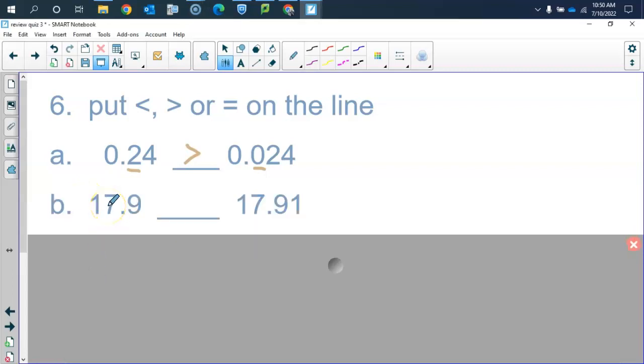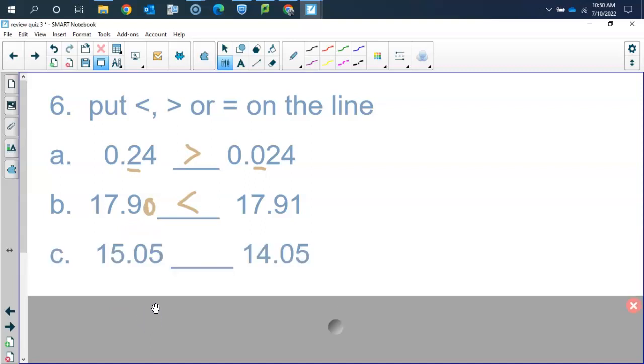Okay, compare these two. Go. Well, again, look at the whole numbers. They are both 17. That doesn't help us. Then we look at the tenths place. They are both 9s. That does not help us. Now, in the hundredth place, this one is a 0. 0 is less than 1. So, less than symbol.